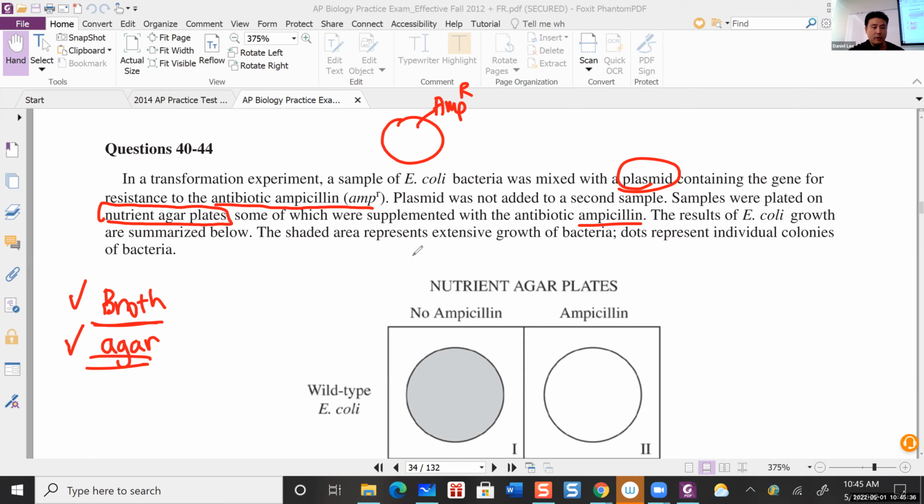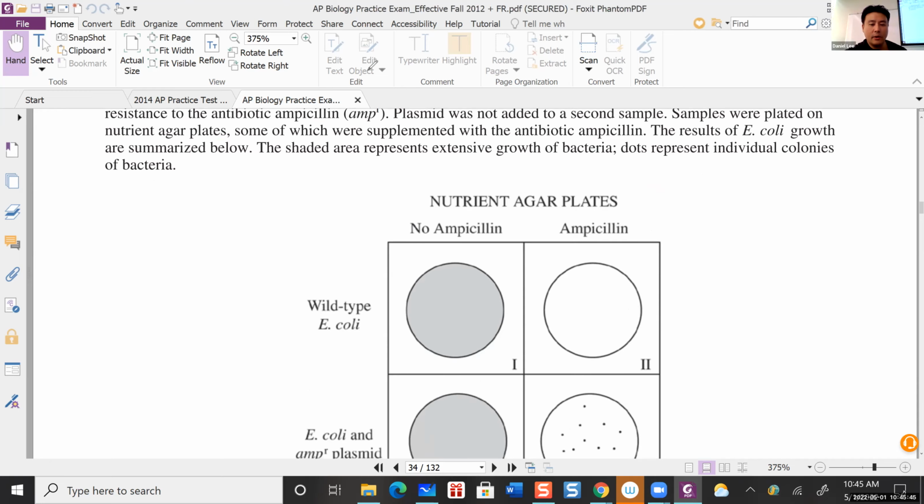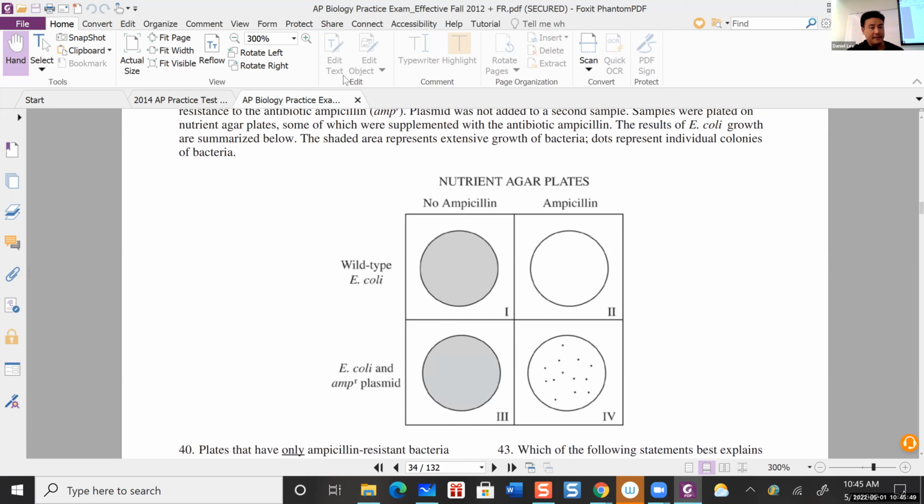The results of E. coli growth are summarized. The shaded area means lots of growth, and dotted are individual colonies. Okay, so this is what we get. Let's see if that makes sense, guys. Your wild type E. coli, that just means your regular E. coli. If there's no ampicillin to kill them, lots of growth. That makes sense. And here, you put ampicillin, no growth. No growth at all, because they all die, right?